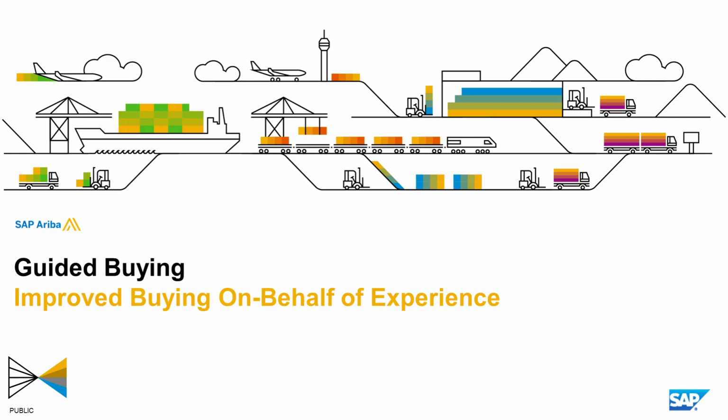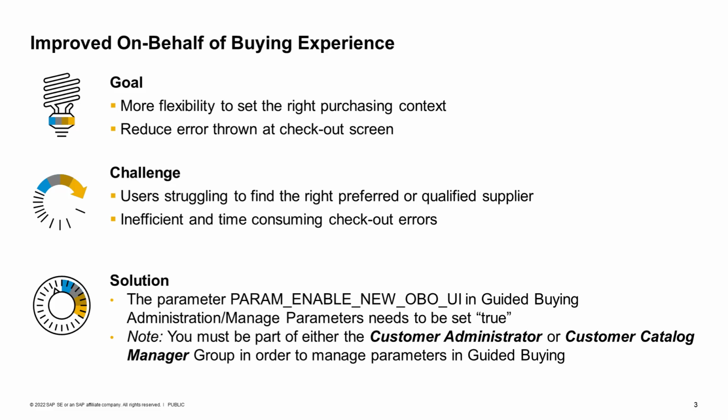Today I'll be doing a demo of the improved on behalf of buying experience within guided buying. The challenges with users trying to buy on behalf of other users is trying to set the right purchasing context and also struggling to find the right preferred or qualified suppliers, and in the process leading to inefficient and time-consuming checkout errors. That's why the goal of this feature is to reduce the errors thrown at the checkout screen and also give much more flexibility to set the right purchasing context when you're buying on behalf of another user.